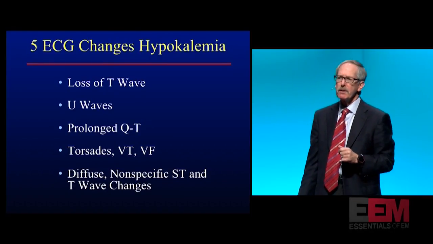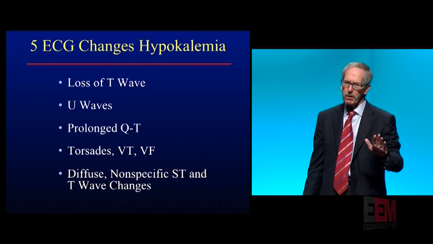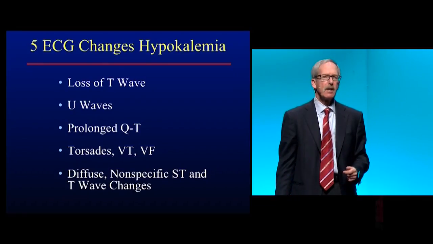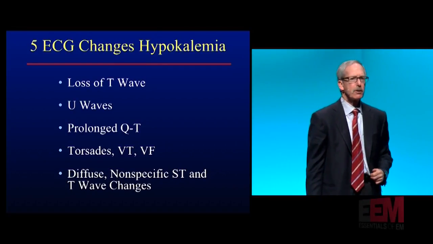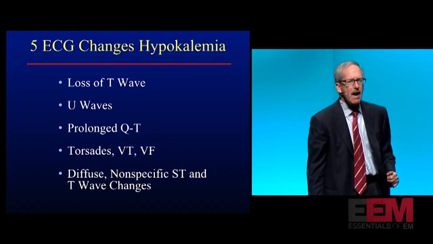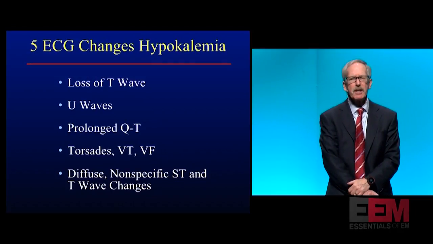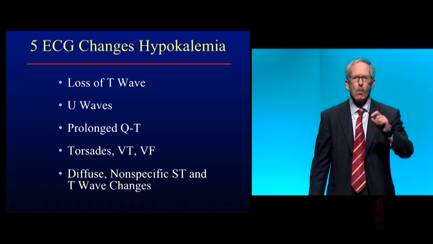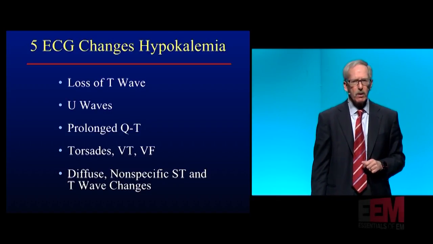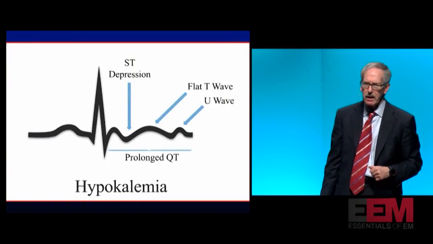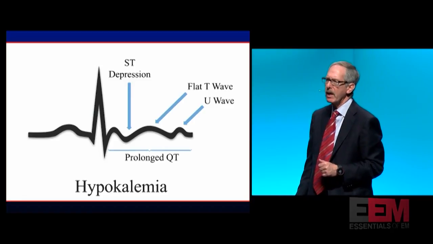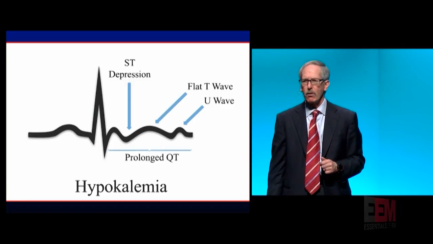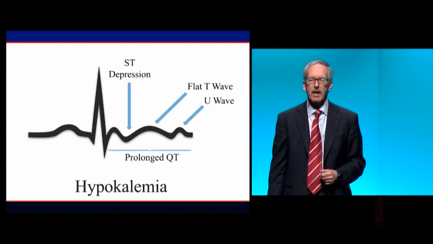You can see U waves. Not that there's anything wrong with that. Prolonged QT. And the problem with prolonged QT is arrhythmias. And then finally, if you see a really funny looking EKG and you have no idea what the hell's going on, and there's a lot of diffuse changes, one of the disease entities to think about is hypoK. Here's a drawing of a hypokalemic EKG, or an EKG that represents hypokalemia.